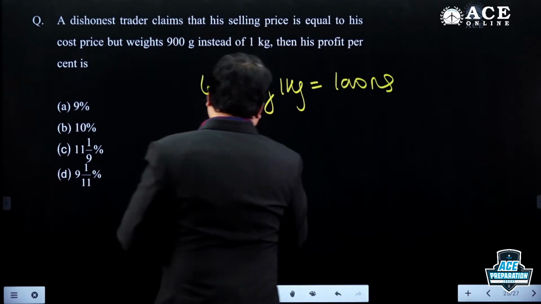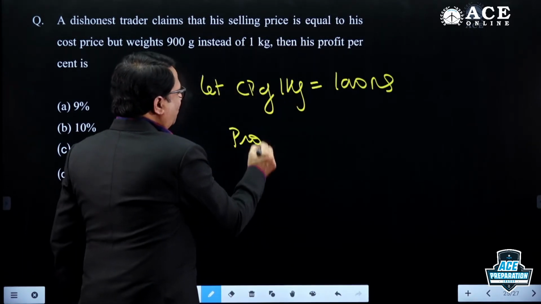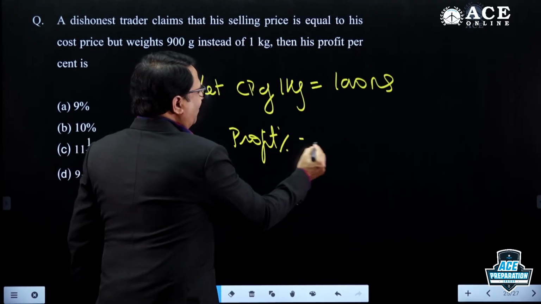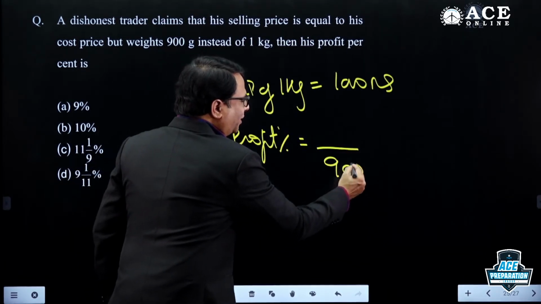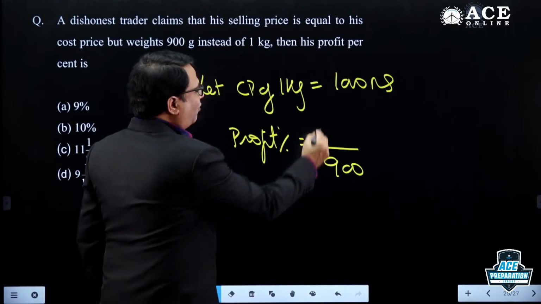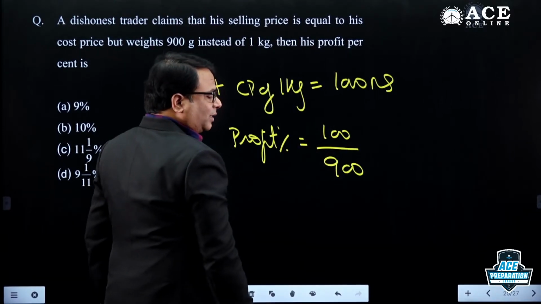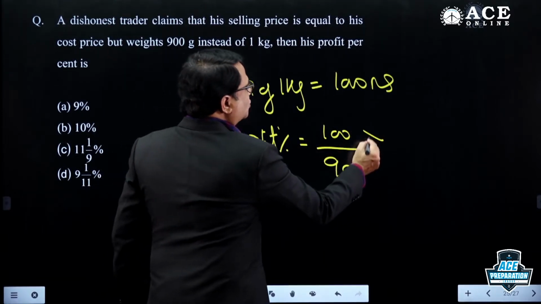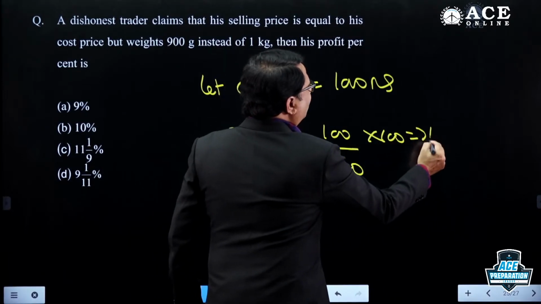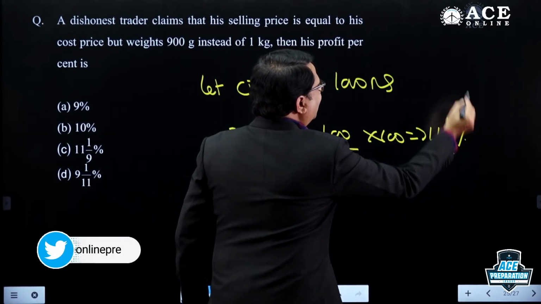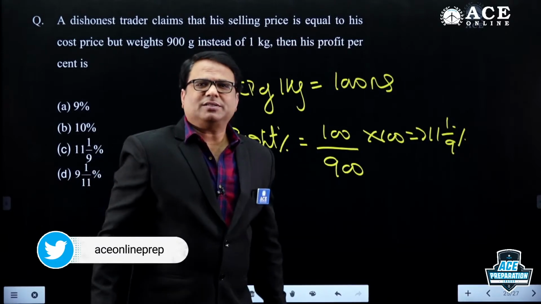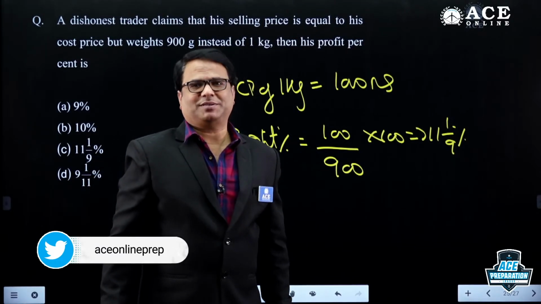So, what is his profit percent? His profit percent is, by investing 900 rupees, he is making a profit of 100 rupees. And this we have to calculate in percentage. So 100 by 900 into 100 will give you 11 1/9%. So profit is 11 1/9%.